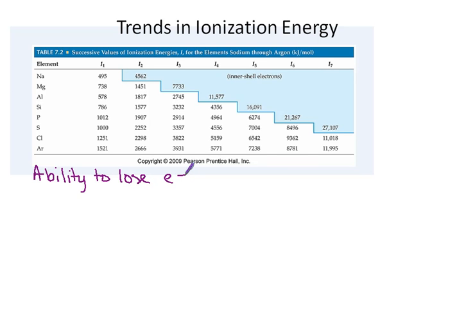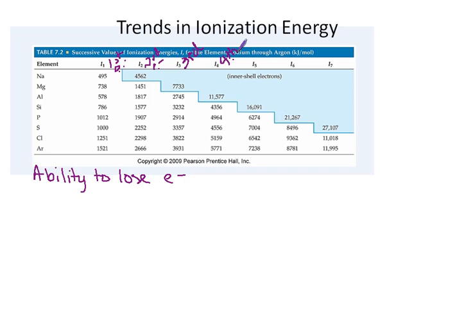Notice that sodium's first ionization energy, so first ionization energy means your first electron. So first electron would be here. This is your second electron. This is your third, and this is your fourth, and so on, okay? So it's the ability to lose an electron and the amount of energy that it takes.